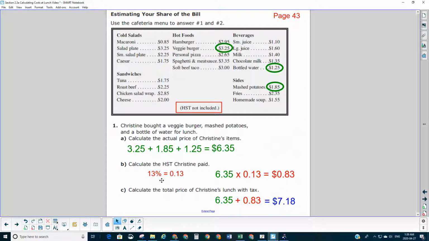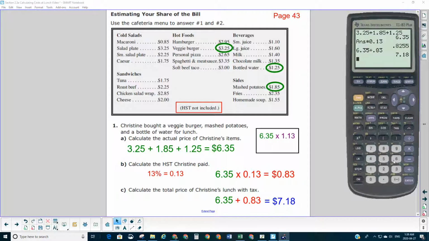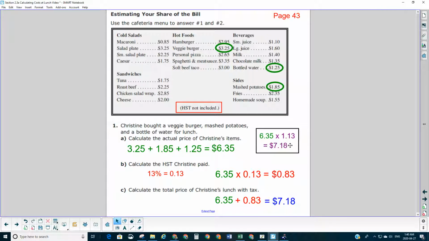It doesn't ask for the one-step solution, but you could have gone straight from here and done the one-step solution, which is multiplied by 1.13. And if we actually punch that into our calculator, 6.35 times 1.13, you'll get $7.17, but the 5 is 5 or bigger, rounds it up, and you get the same price, $7.18, as we expected. And of course, the price is the same for that.